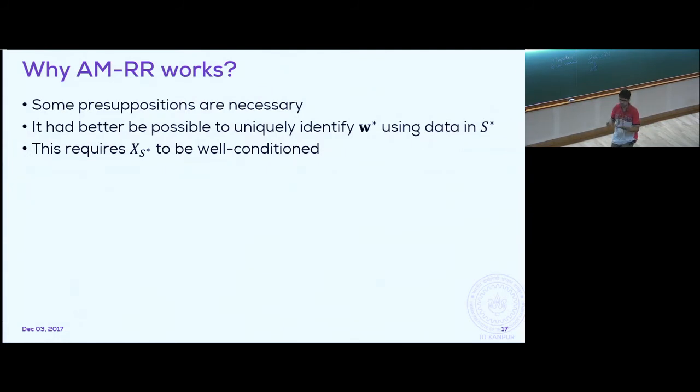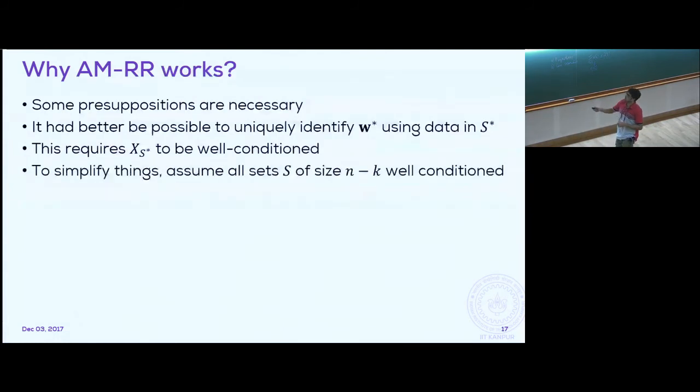For the purposes of this algorithm, what we'll assume is that not just S star, but all sets of size n minus k constitute well-conditioned systems. Why? Because I don't know S star. So how do I even know which set to expect to be well-conditioned? And moreover, just as Ruta was alluding, in many practical cases the presuppositions you make are usually satisfied in certain models. We'll see that in many practical cases, you actually get all such sets to be well-conditioned.